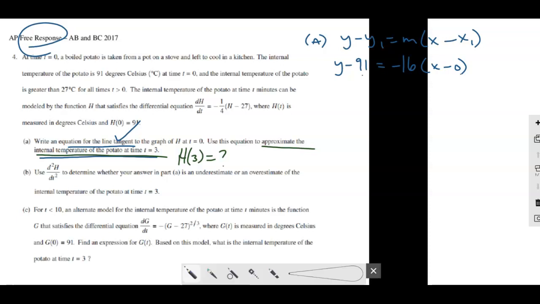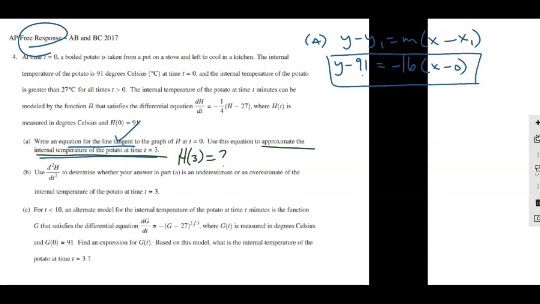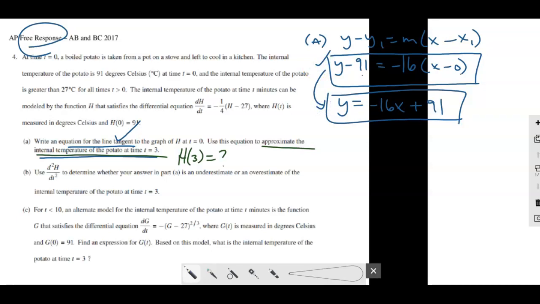Now, for part A, this is perfectly good as an answer. But if we're going to have to use the tangent line, it's usually in your best interest to simplify it. So here I've got y equals negative 16x plus 91. If you were to have done that extra step, that's fine, but it would have been okay. That's a perfectly good answer. You wouldn't lose any points if you just stopped there, but you have to use that function to now do something. So you would probably want it as y equals for the next step.